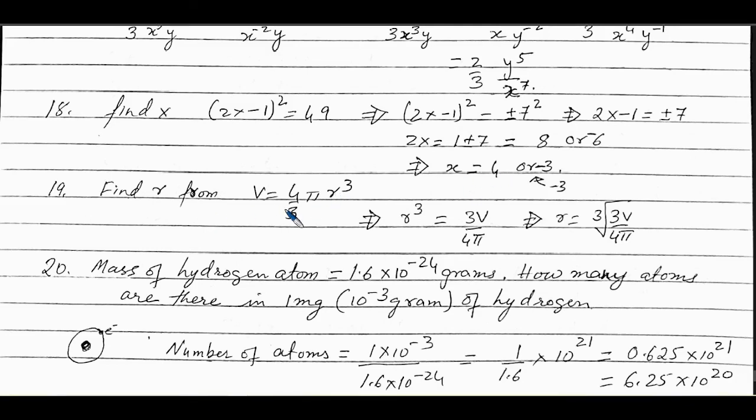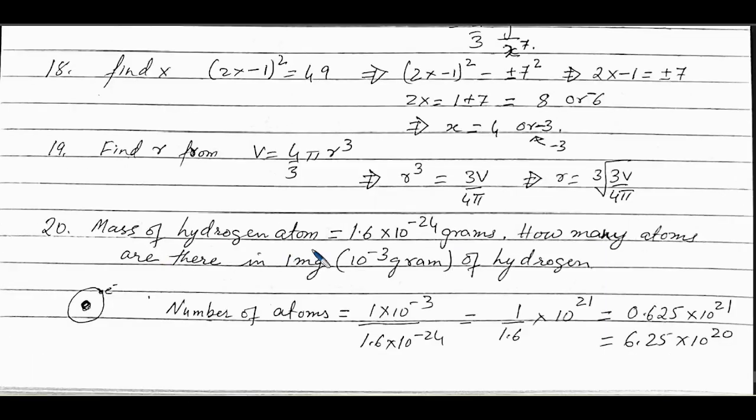Find r from this volume is 4 by 3 pi r cube. So r cube is 3v by 4 pi. So r is equal to cube root of, mass of a hydrogen atom is given as 1.6 into 10 to the power minus 24 grams. So how many atoms are there in 1 milligram? Okay, 1 milligram is 10 to the power minus 3 gram of hydrogen. So the number of atoms will be 1 milligram divided by the weight of one atom. So this many number will be there, 6.25 into 10 to the power 20.